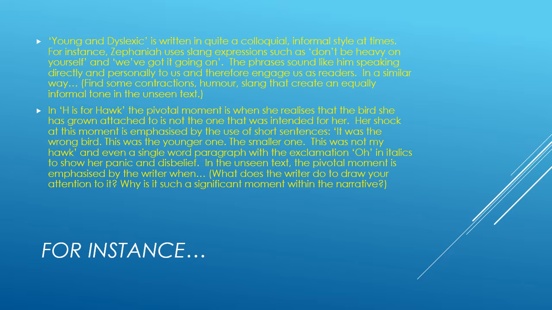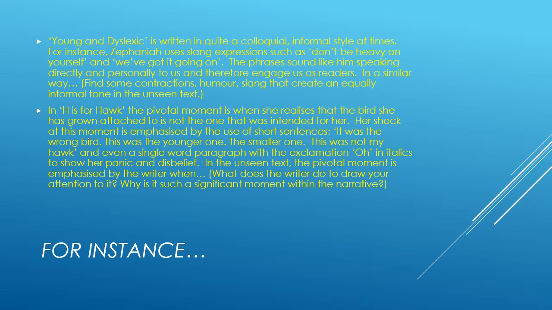In a similar way, then, what you can do is, if the unseen text is also maybe quite chatty and colloquial and personal in terms of its style, look for some examples of contractions. Yeah, words like don't and we've and you'll and it's. Yeah, look for some examples of humour. Look for the examples of slang from the other text, which creates maybe an equally informal tone. Or maybe it's not at all. Maybe it's much more formal and much more detached, in which case you can draw a contrast, can't you?